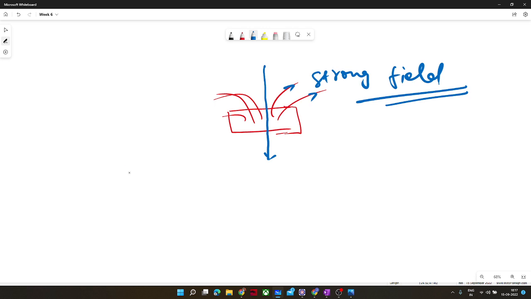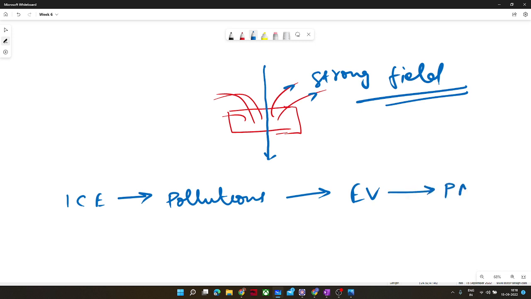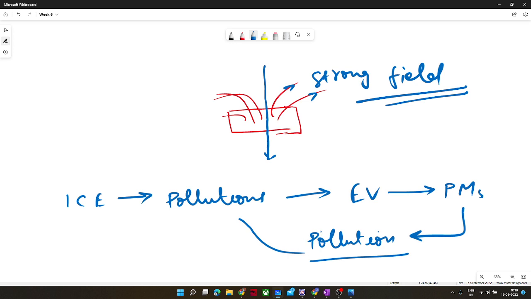So we come back again to square one. The IC engine was producing pollution, and after that we shifted to EV for clean energy, and for EV we extracted PMs. PMs again created pollution, meaning the extraction of minerals will pollute all our surroundings. So we come back to square one. For that purpose, many premium vehicles and premium companies are taking initiatives to avoid permanent magnets. So that is another issue.